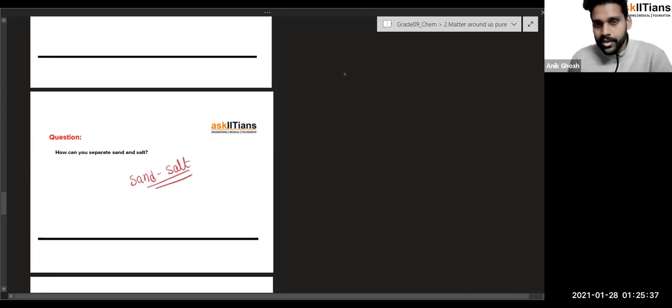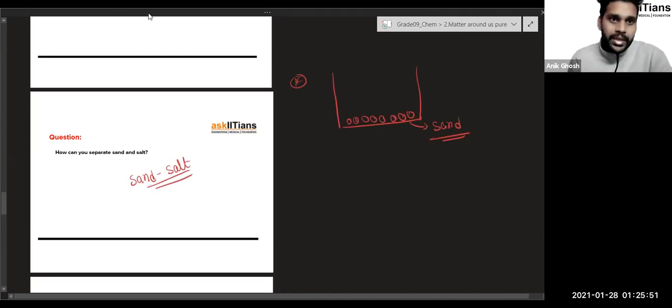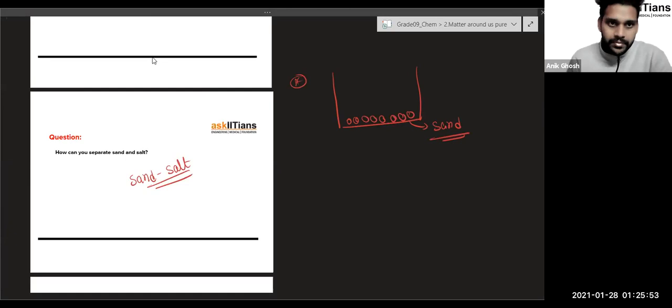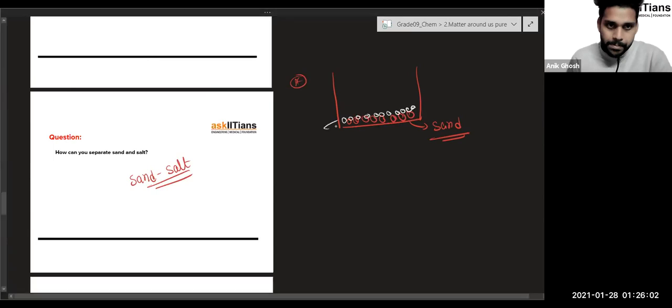So if you have a beaker, think about it, containing sand particles. Okay, the beaker also contains the salt particles as well. How would you separate them out? This is a very simple question. This simple process you need to use. Okay, very simple process. So how to separate them out? Think about it.